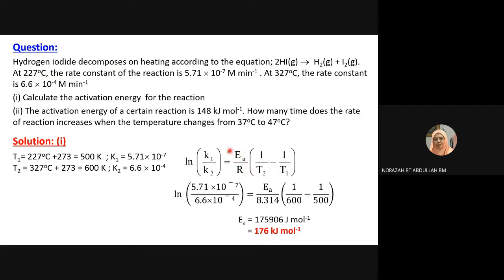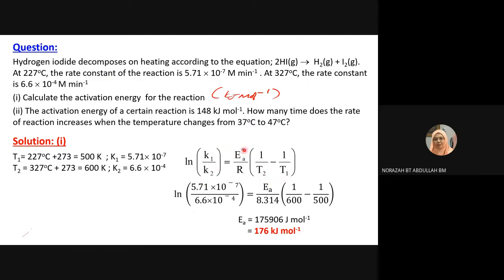Remember EA. Dalam equation ni EA ni adalah dalam joule per mole. Okay. Kamu dapat joule per mole. Kamu kena convert dalam kilojoule per mole. EA sentiasa dalam kilojoule per mole walaupun tak diminta. Unit dia adalah kilojoule per mole. Kamu kena convert kepada kilojoule per mole. Right. Okay, sekiranya katakan kamu nak kena cari benda lain sama ada K atau temperature.